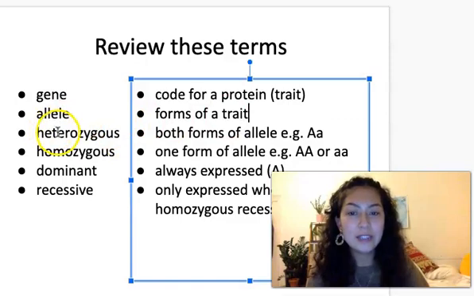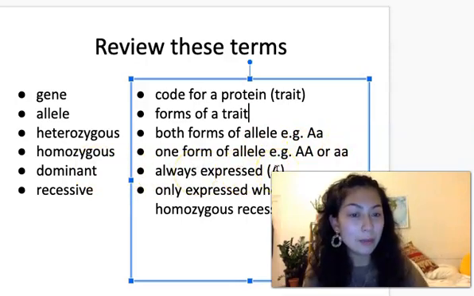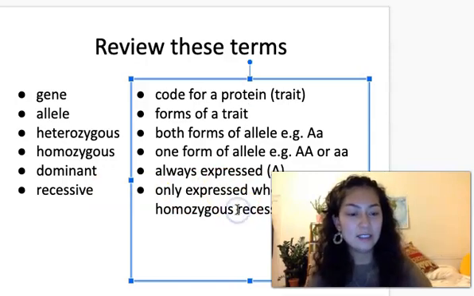Heterozygous: when you see hetero, it means different. It means two different forms of the allele, so big A, little a. Homozygous means it's the same form, so two big A's or two little a's. Dominant is a trait that is always expressed, and we use a capital letter to signify it. Recessive means it's only expressed when it's homozygous recessive, for instance, little a, little a.